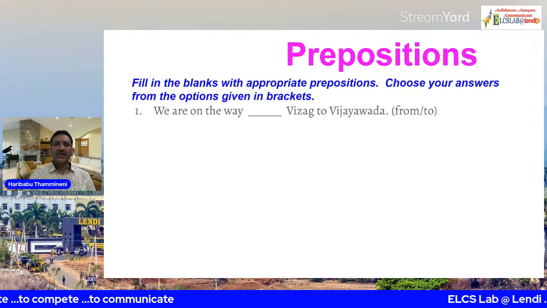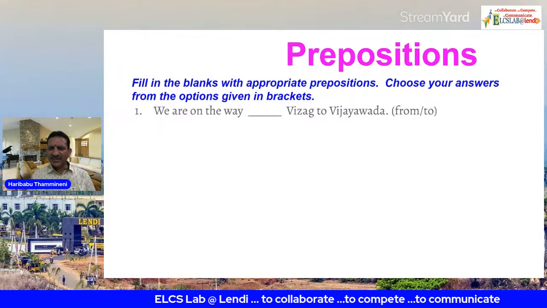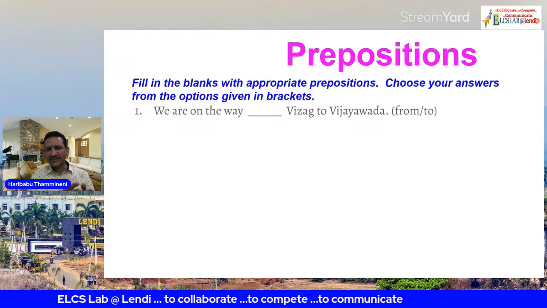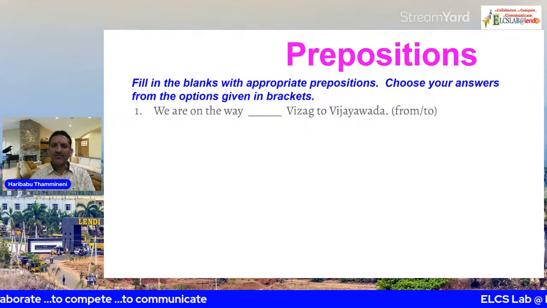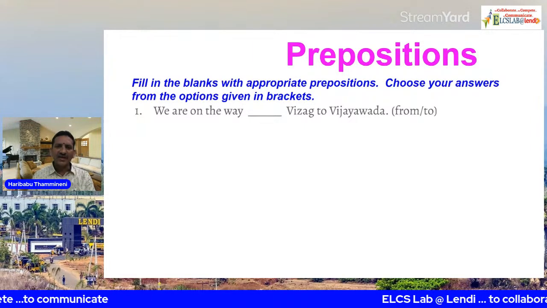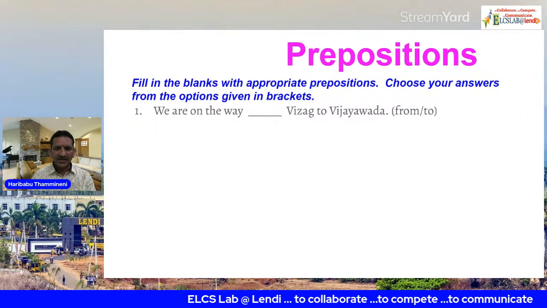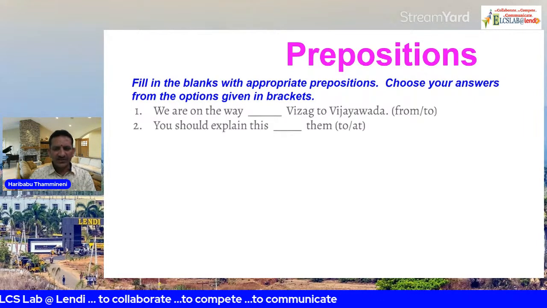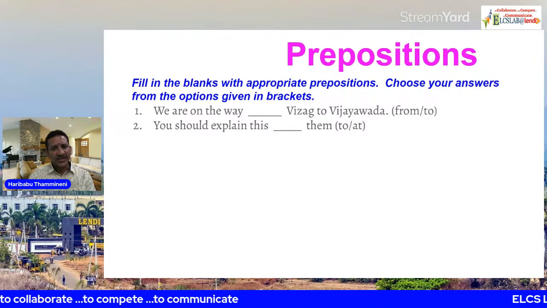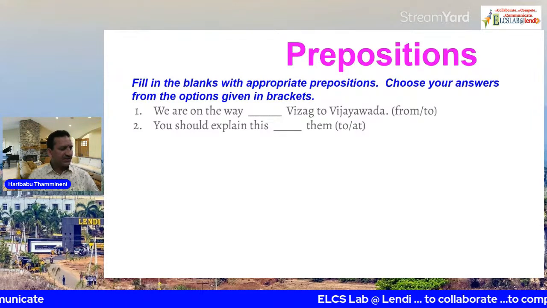If you can see, we are on the way from or to Vizag to Vijayawada. It's very easy: from, because Vizag to Vijayawada is showing. So from always comes along with to when there is a duration that is found. Okay. So similarly here, from is the answer, in my opinion.